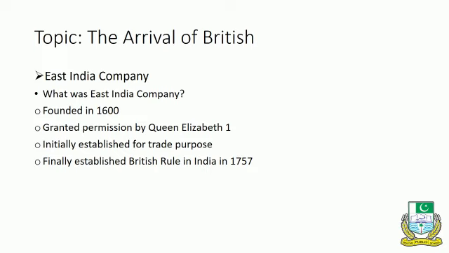The first trading ship of East India Company landed at Surat in 1608 and established its headquarters in 1664 at Bombay. EIC gradually became stronger by acquiring military strength and established British rule in India.